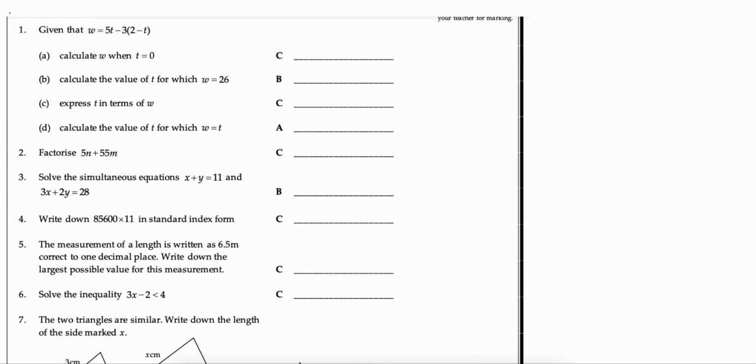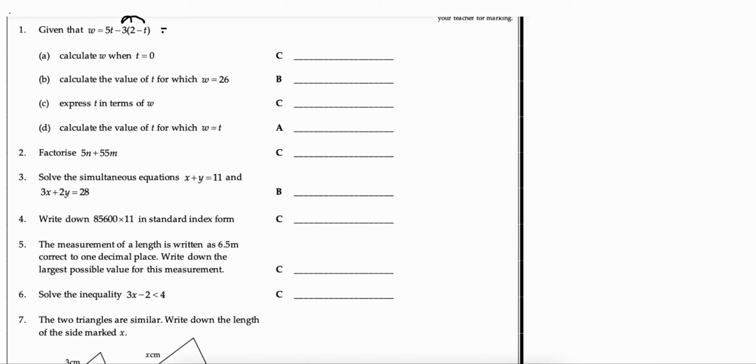Guys, let's do a quick test 7 now. So in this question, we know w is (5t - 3) times (2 - t). Before we get any further, we can actually simplify this by multiplying out the brackets.